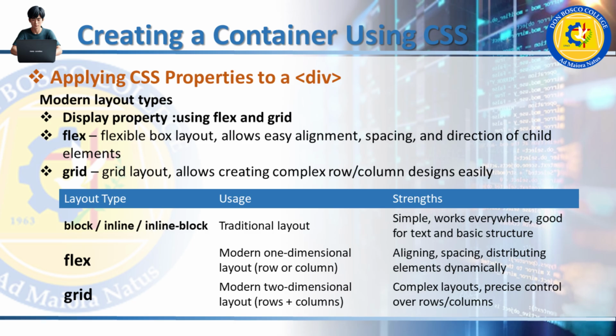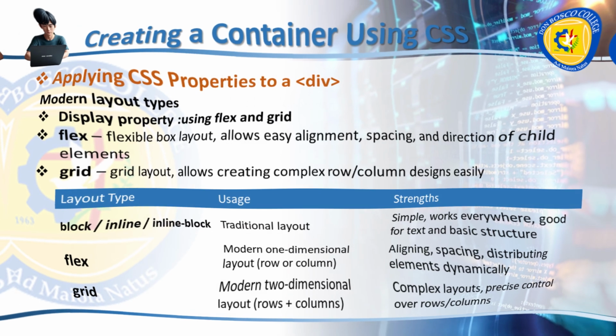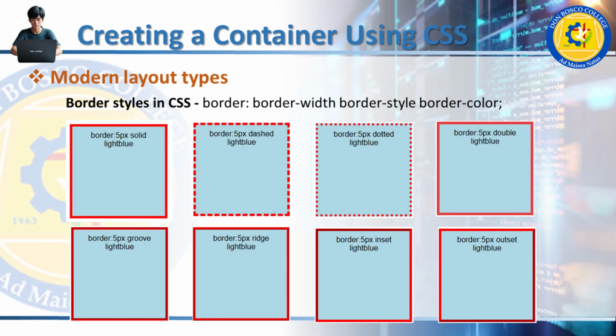Flexbox, flexible box layout, allows easy alignment, spacing, and control of the direction of child elements, while grid layout makes it easy to create complex row and column designs. Flexbox is a modern one-dimensional layout system, row or column, used for aligning, spacing, and dynamically distributing elements, while grid is a modern two-dimensional layout system, rows and columns, that allows the creation of complex layouts with precise control over rows and columns. Before we focus on creating layouts, let us first understand the different border styles in CSS.